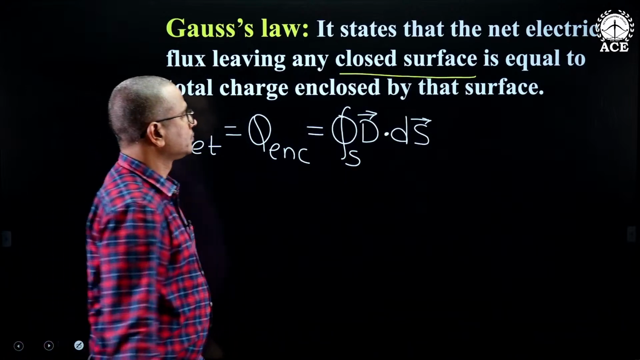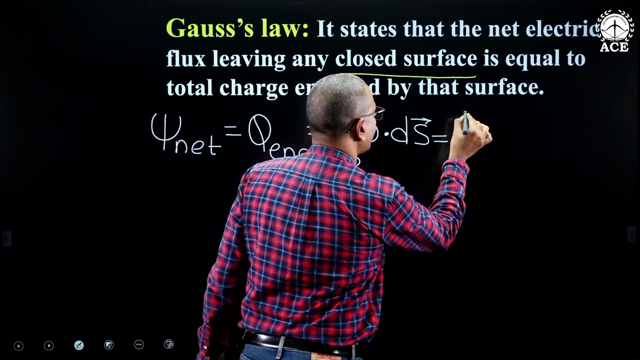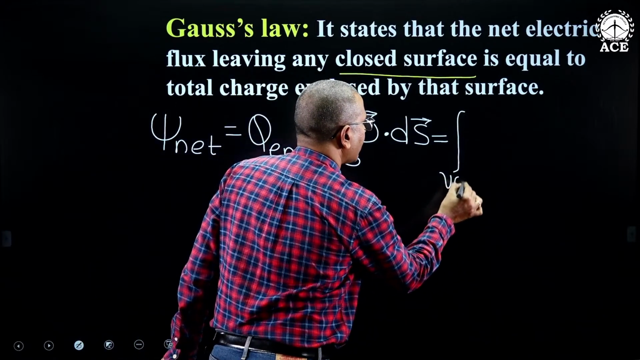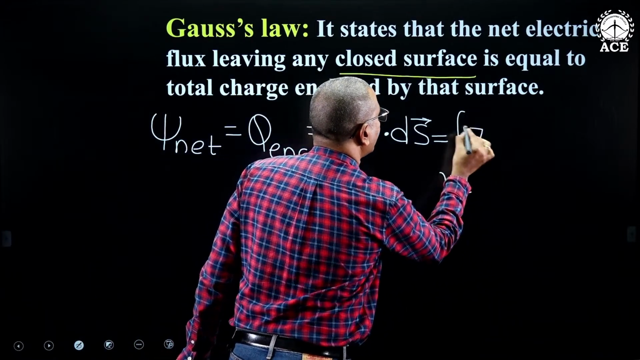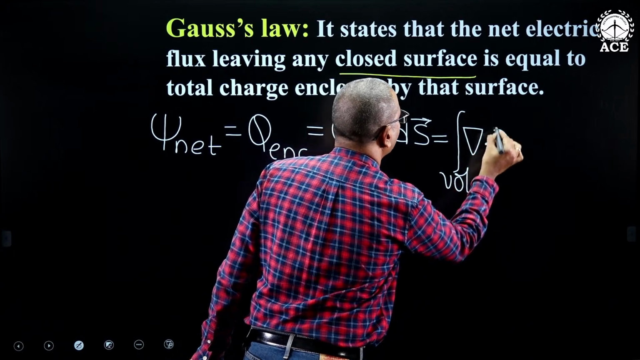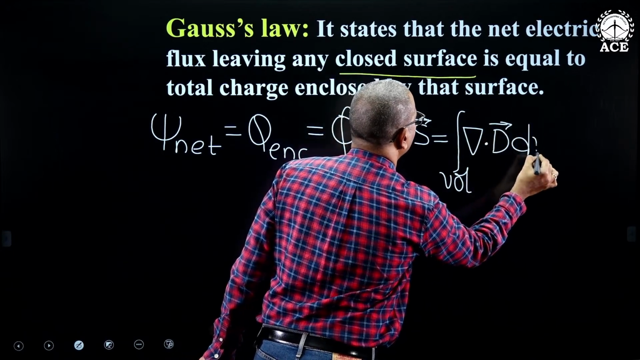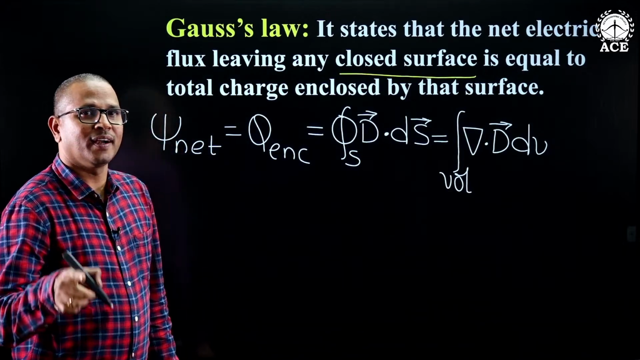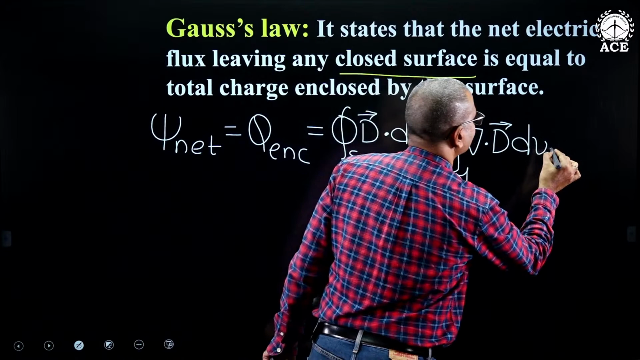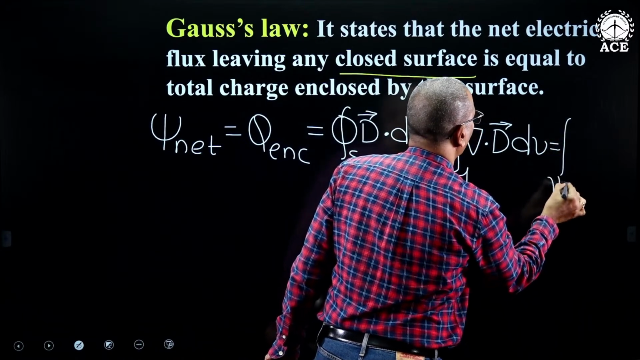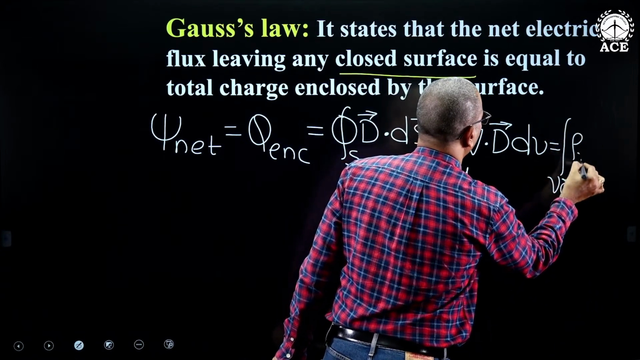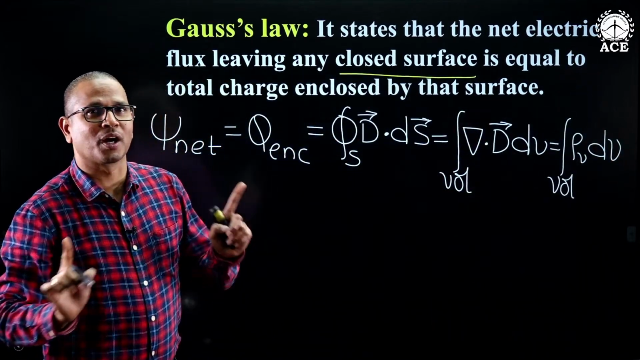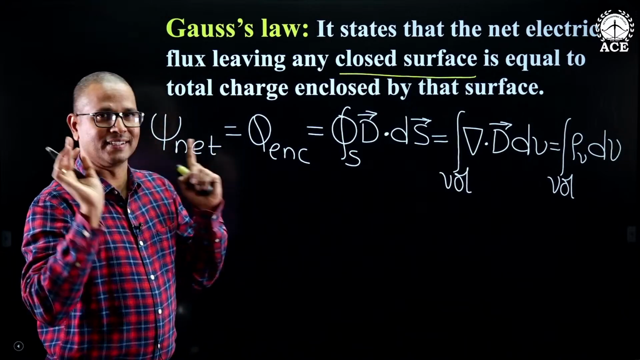is equal to, using divergence theorem, I can convert closed surface integral into volume integral. I can write volume integral del dot D bar dv. And from Gauss law mathematical model, this del dot D bar equals rho v. We can write this as volume integral rho v dv. Dear students, observe the symbols, they are very important, you can't neglect them, especially in integrals.